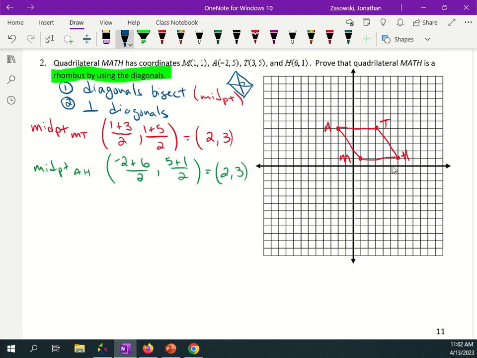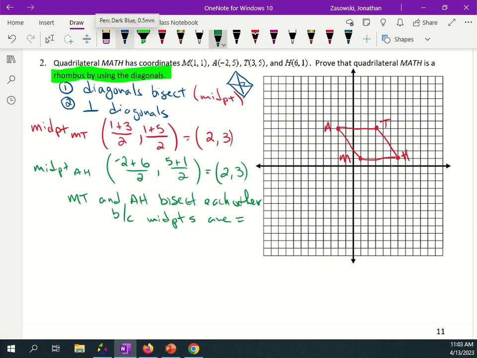So what does this work tell us? So if the midpoints are equal, then the diagonals bisect. Very good. So we can say MT and AH bisect each other, because midpoints are equal. And then the last thing we need to do is the slope.